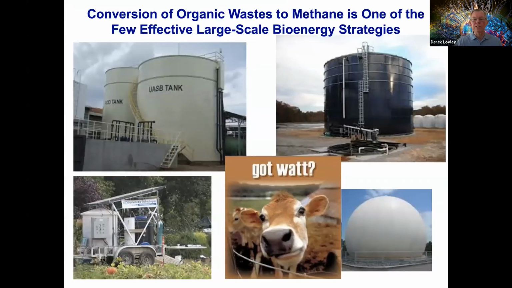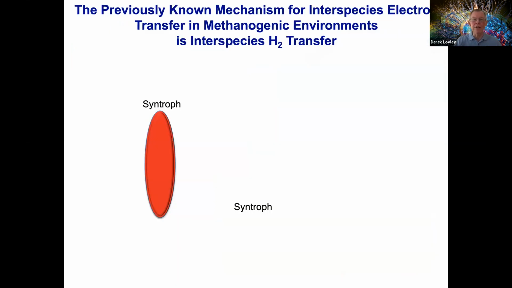So we were really interested then, once we discovered DIET, to determine whether in any real world situation it might be important, or is it always interspecies hydrogen transfer as we all previously thought. And we're interested in this for a number of reasons. So one is anaerobic digestion, which is the conversion of organic waste to methane. It's actually one of the few effective bioenergy processes that is scalable and works at a commercial scale. So we were interested in methanogenesis.